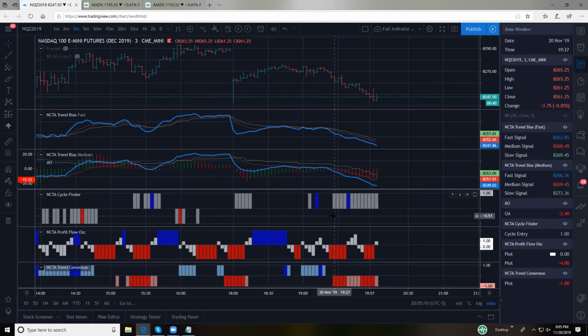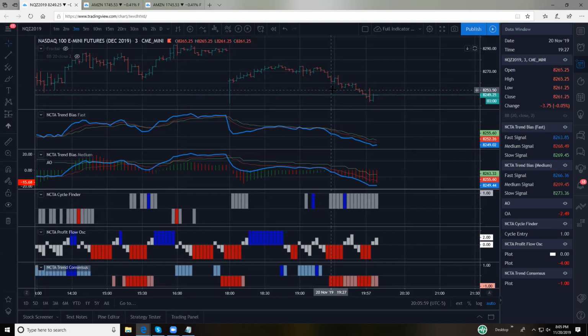I wanted to compliment Greg here. Greg pointed out that it looked like the 1927 bar also looked like a super cycle. Now, if you're talking about NQ here, you're absolutely right, Greg. 1927 this evening was a super cycle. We had a red AO. Both of the trend biases are nicely crossed down. In fact, not required, but you can see that both the fast and medium are both crossed below the other 2 lines. We've got a red oscillator, and we've got a red trend consensus and a red AO.